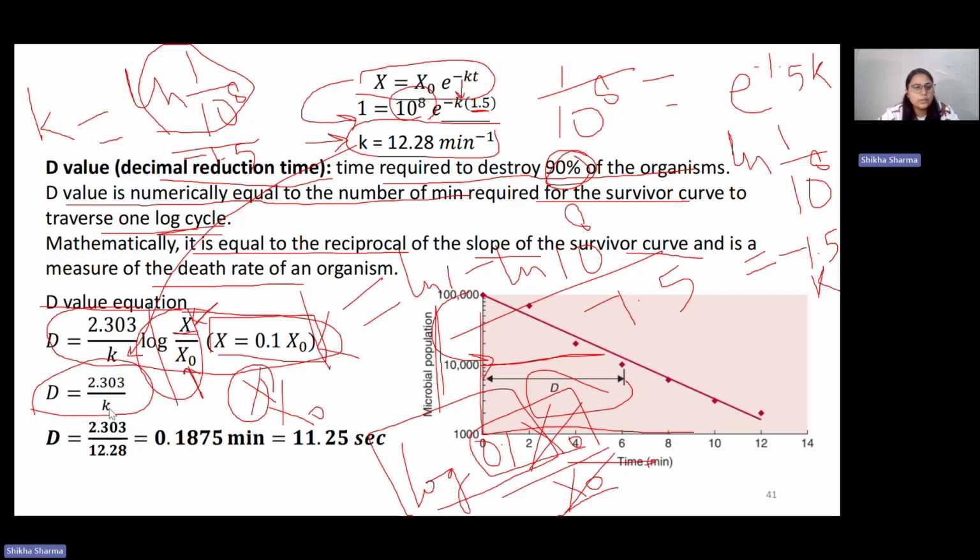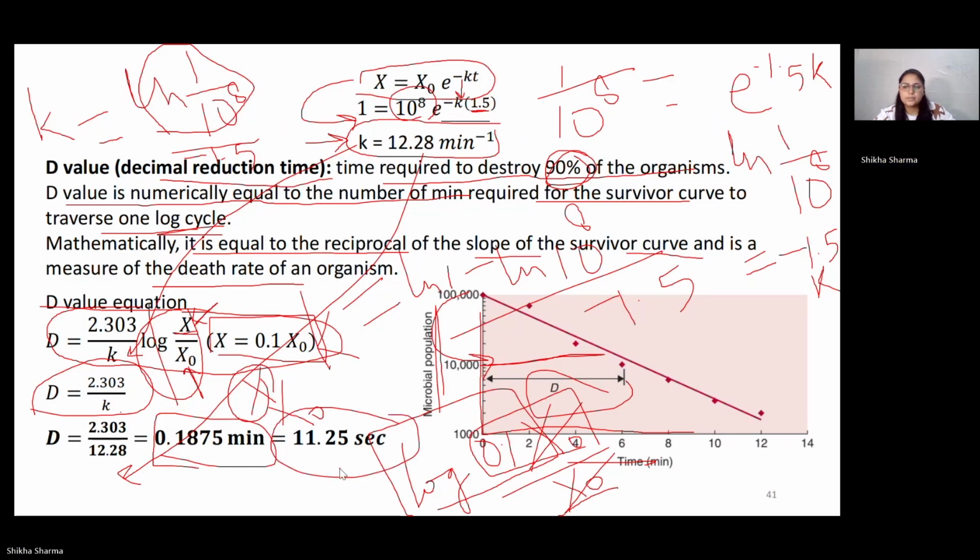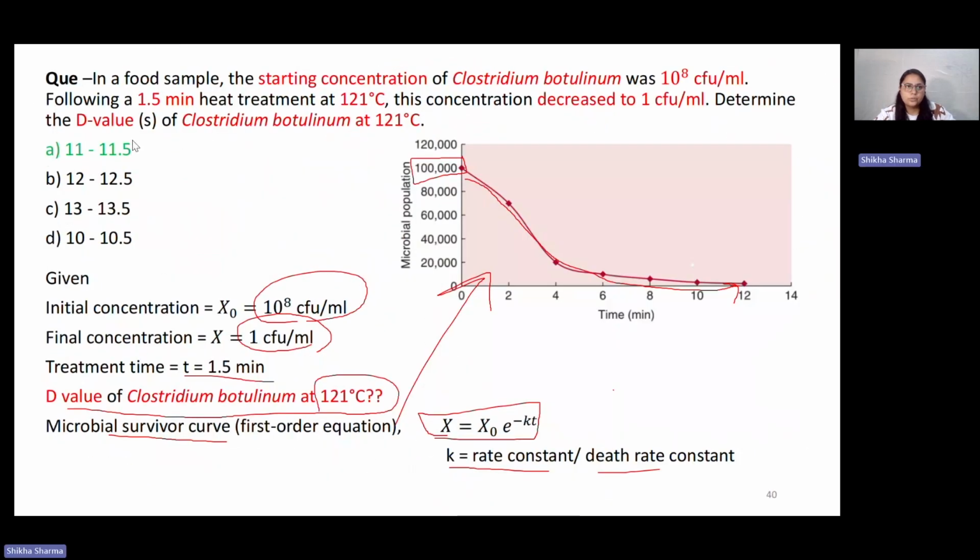So D will be 2.303 by k. The k we got from here is 12.28. So we can write D equals 2.303 divided by 12.28. The D value will be 0.1875 minute or 11.25 seconds, which matches the first option.